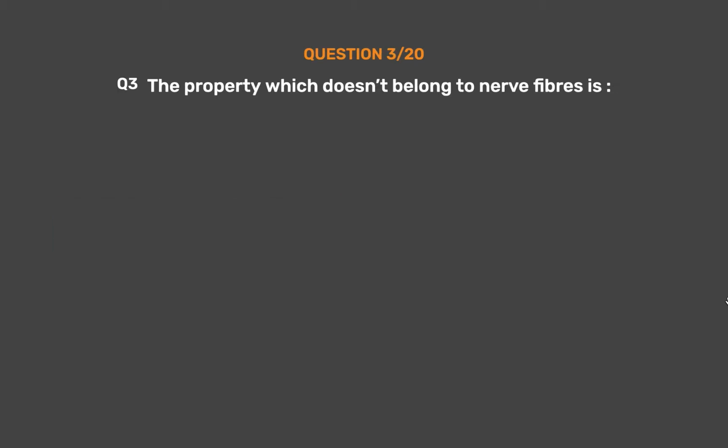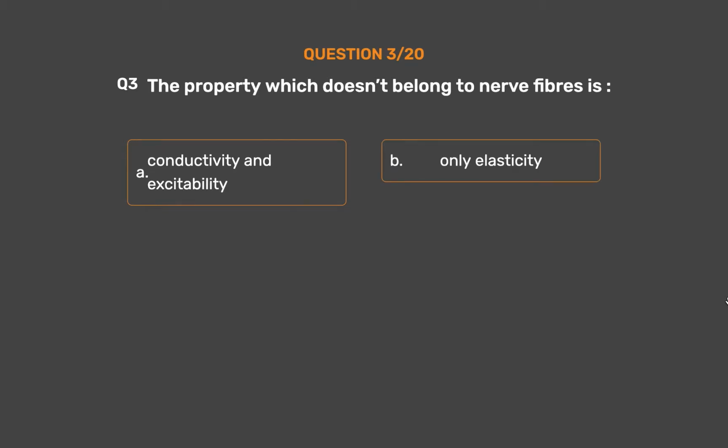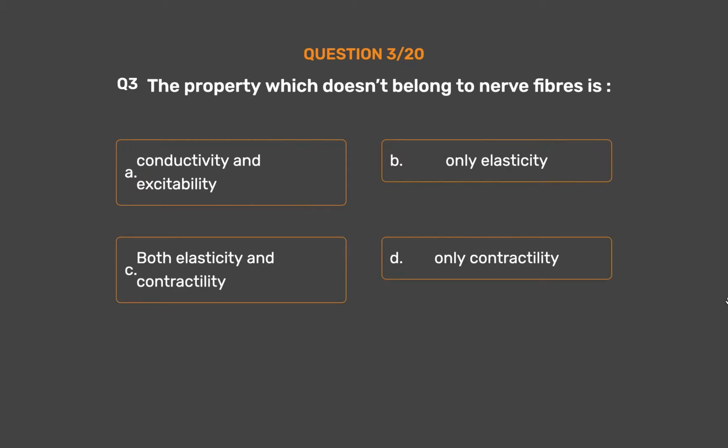Question number 3. The property which doesn't belong to nerve fibers is Option A. Conductivity and excitability. Option B. Only elasticity. Option C. Both elasticity and contractility. Option D. Only contractility.